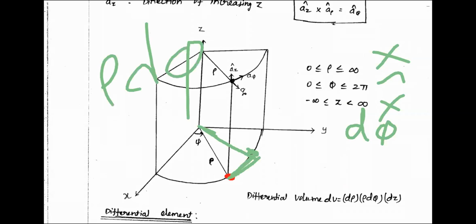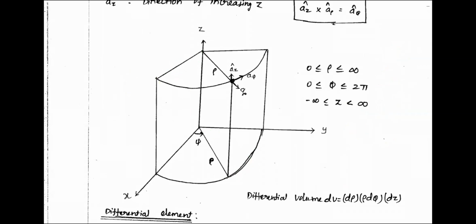Are you understanding? You are changing the angle, but ultimately the arc length is getting changed. That's why here you will get d rho, here you will not get simple d phi. You will get rho d phi, and you will get dz.